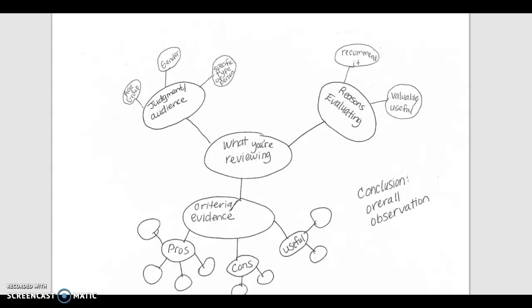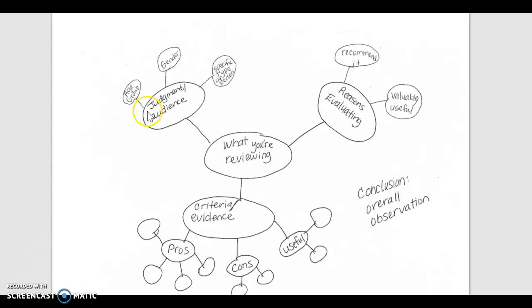So I wanted to show you a cluster for the review essay. As you know, for the cluster, we put our main thing in the middle. So here is what you're reviewing would be here. Then you're going to branch it off into the three main points, ideas. The first one being that judgment, the audience.